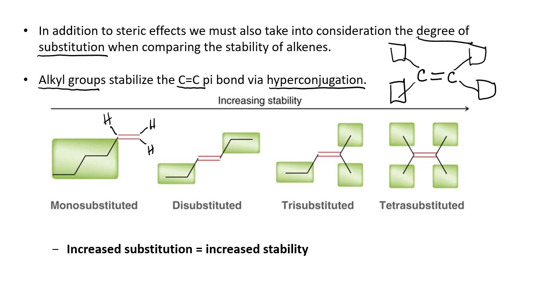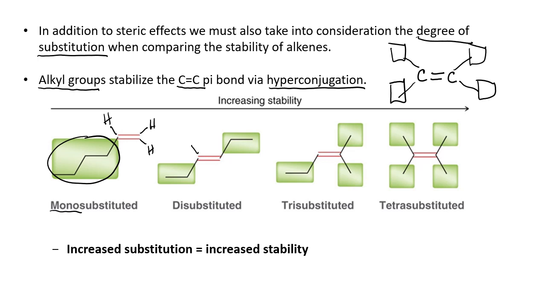Or sorry, 3 hydrogens on that alkene, and then 1 non-hydrogen group. So because there is 1 non-hydrogen group, we say it's monosubstituted. Let's look at the next one that's disubstituted.